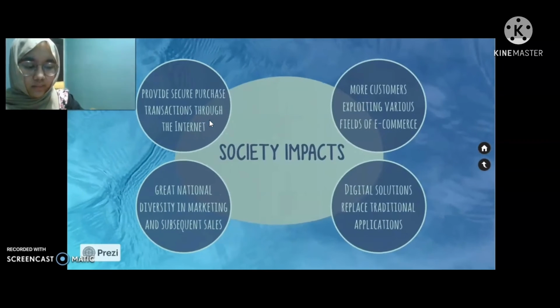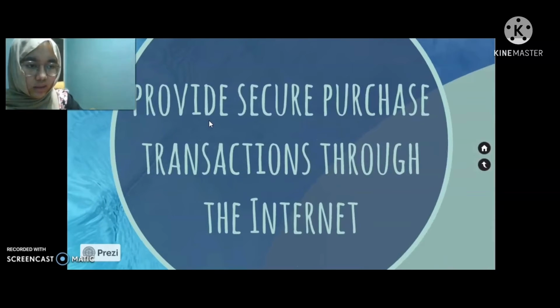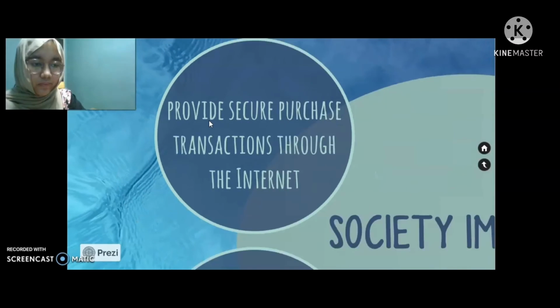Next, we will go through the impacts it has given to society. Firstly, is the ability to provide secure purchase transactions through the internet and together with the almost instantaneous verification and validation of credit card transactions.